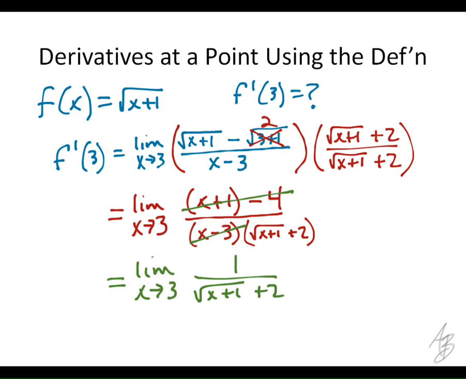And now we can use direct substitution. I know I'm not going to get 0 over 0 here because I have 1 on top, right? So when I plug 3 in here, what do I get? The square root of 3 plus 1 plus 2, and that's going to be 1 over 2 plus 2, or 1/4.